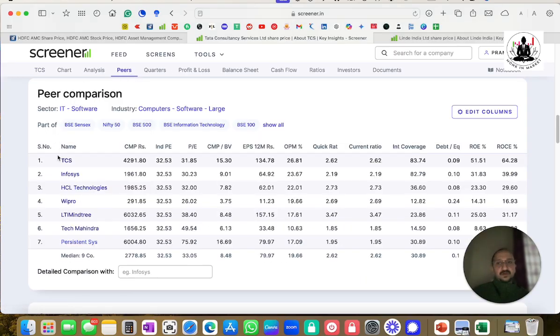Then coming to peers, there are so many ratios you can use, as many ratios as you want. These ratios will help you to compare within the same sector. Secondly, they will help you to shortlist 2 or 3 companies. It won't give you just one top perfect company. And then in those 2 or 3 shortlisted companies, you can apply further fundamental analysis, that is profit and loss statement, balance sheet analysis, and cash flow statements.